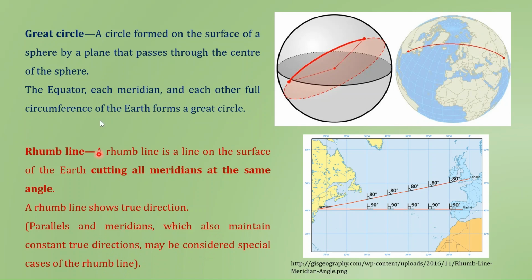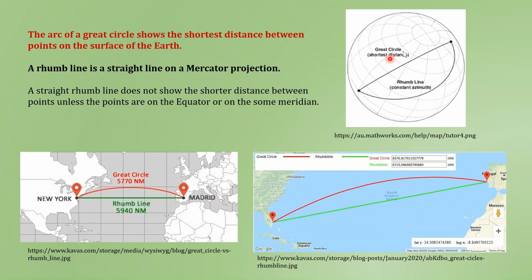So these two, the great circle and the rhumb line, are very important, because the arc of the great circle shows the shortest distance between 2 points on the surface of the earth. Here we can see the great circle and the rhumb line. The great circle is the shortest distance, and the rhumb line is the constant azimuth. So here we will have the true direction, while the great circle provides the shortest distance.